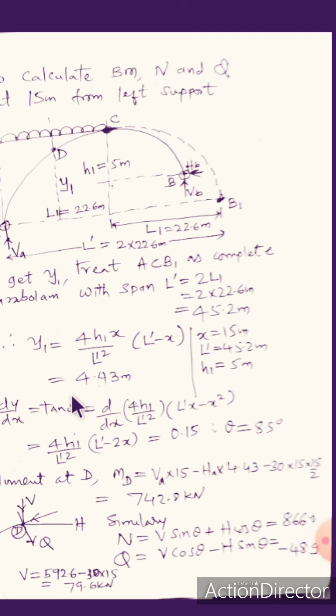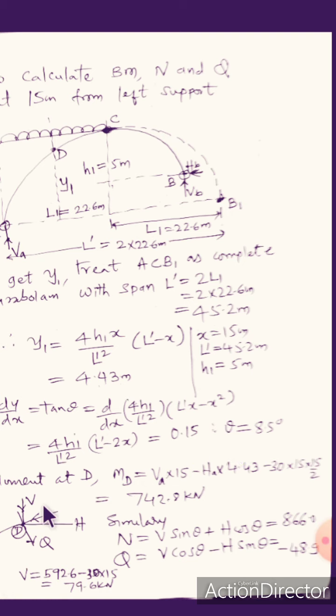Now see, you want to calculate the theta value also. For that one you have to differentiate this one. Dy by dx is equal to tan theta. Now I have differentiated. This is as usual. We are just differentiating. Already we have solved problems on parabolic curves. Same formula is there. So 4h1 by L dash square into bracket L dash minus 2x. Same formula is there in the previously solved parabolic arch problems. Now if you substitute all these values carefully, you will get 0.15. Tan theta is 0.15, theta is 8.5 degrees.